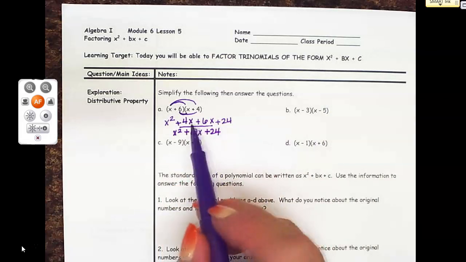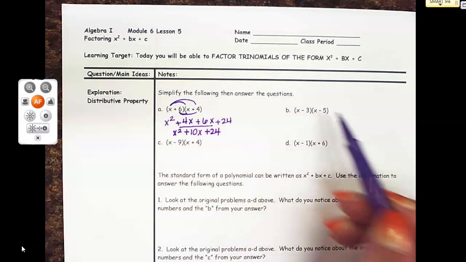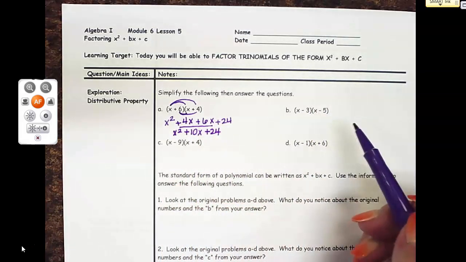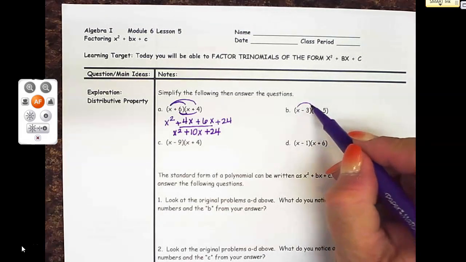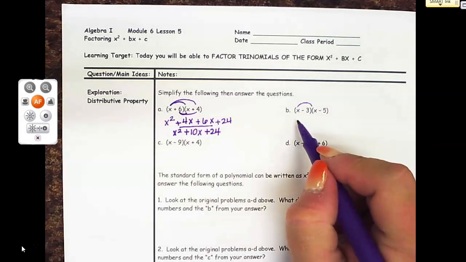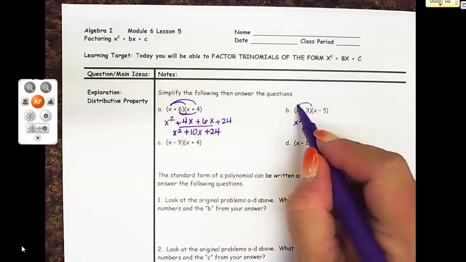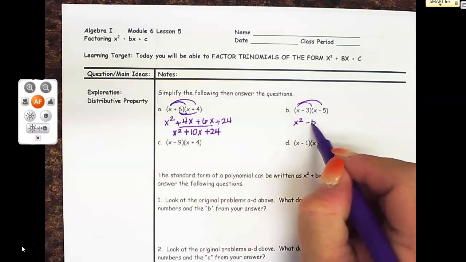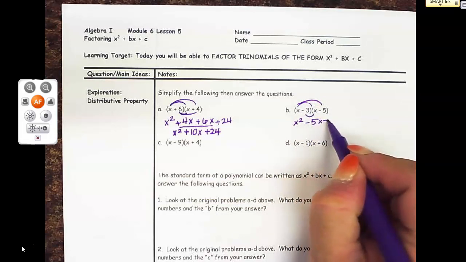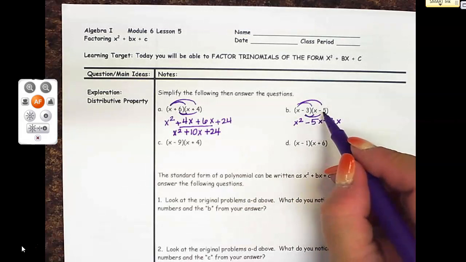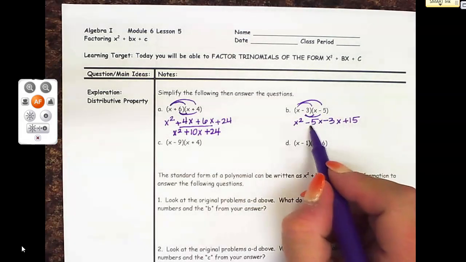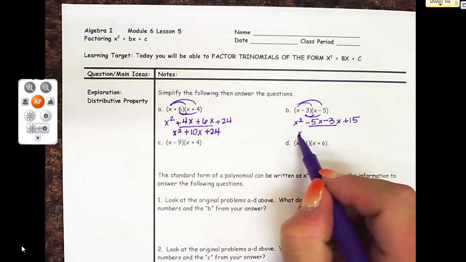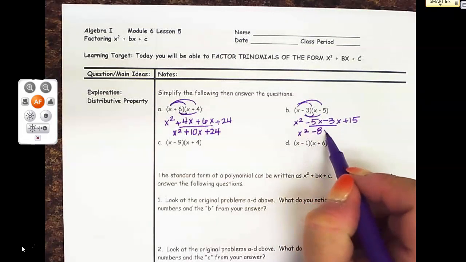Letter B, I've got two subtraction signs, two binomials that are being subtracted, x minus 3 times x minus 5. And I'm going to do the same pattern. First, outer, inner, last, and negative 3 times negative 5, that's going to end up being a positive 15. Combine like terms, I get x squared minus 8x plus 15.